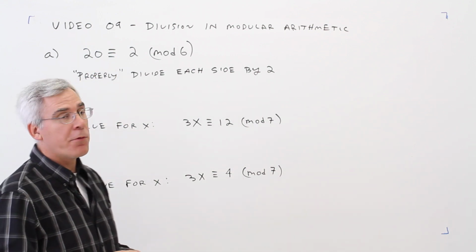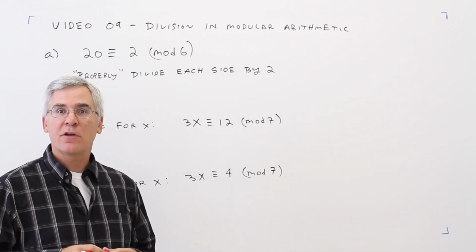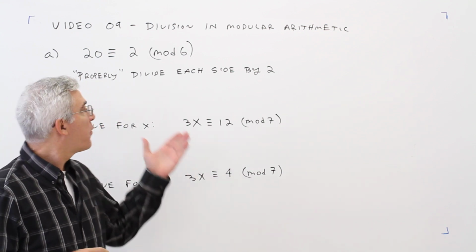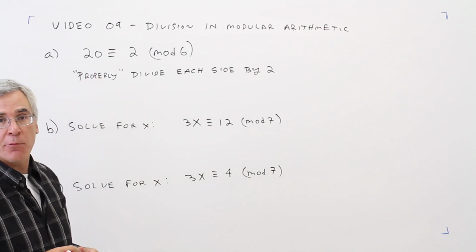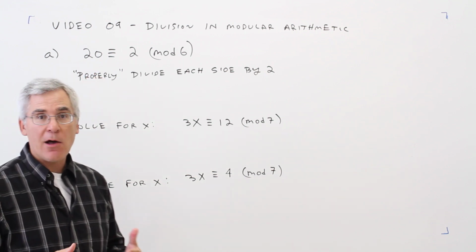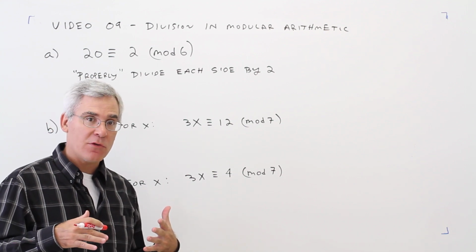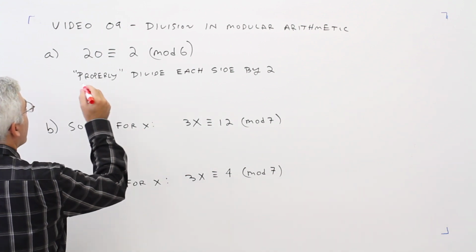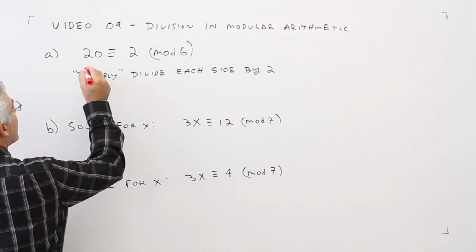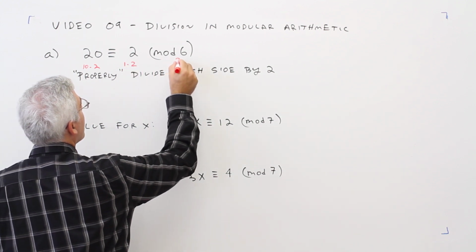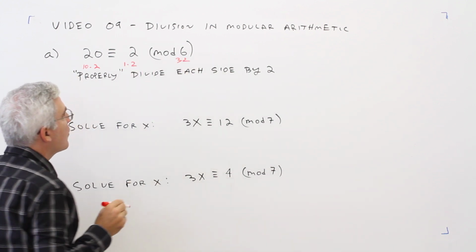Welcome to video 09, more division in modular arithmetic. We've got 3 problems. The first problem states that 20 is congruent to 2 mod 6. We're going to now properly divide each side by 2. This was the example used before where we did it incorrectly. So notice this. This is 10 times 2, 1 times 2, 3 times 2.